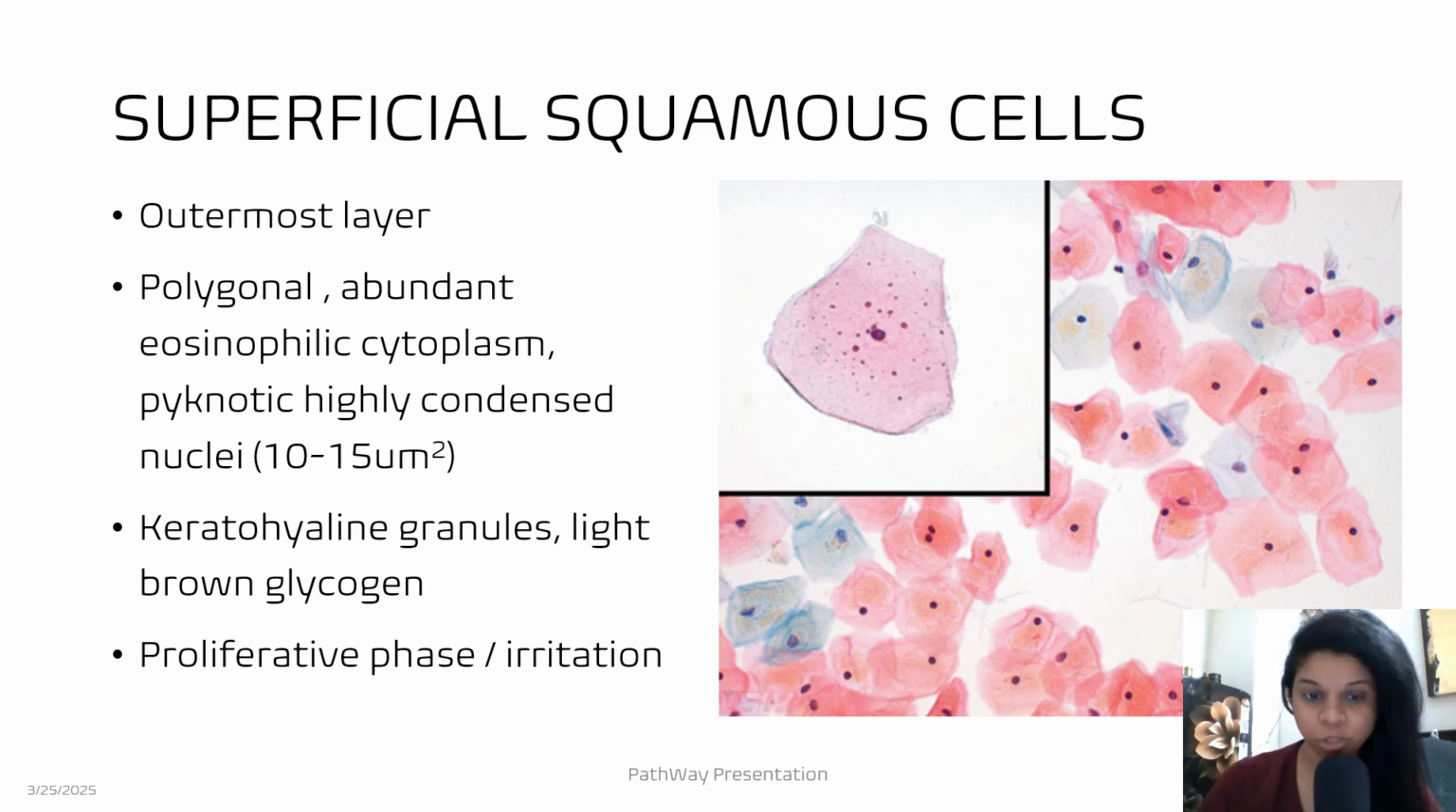You will get mainly superficial squamous cells, and also when there is irritation or infection for the patient, like in cervical and uterine prolapse samples, because the cervix is exposed outside, the clothes and other things constantly come in touch with the cervix. There is constant irritation, because of which you get keratinization and extensive proliferation of the cervix. At that time also you will get superficial squamous cells.